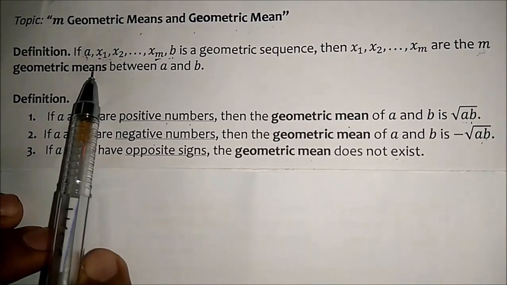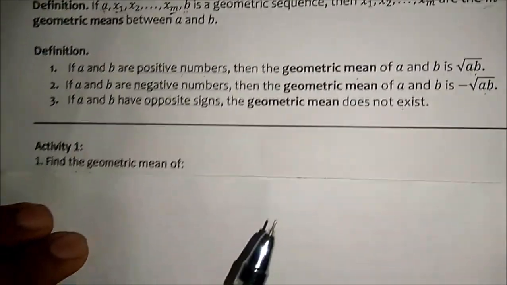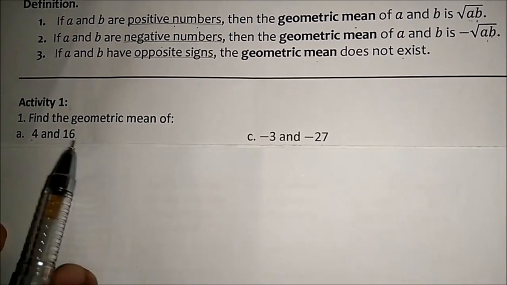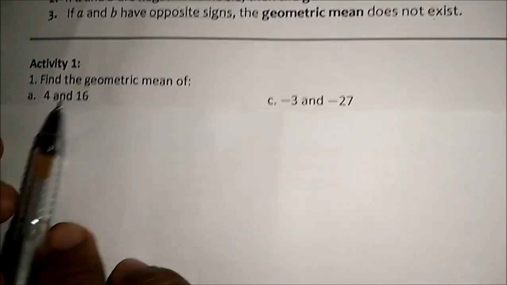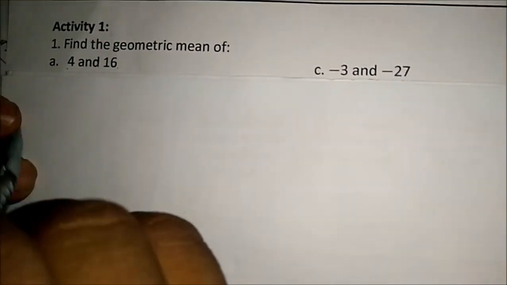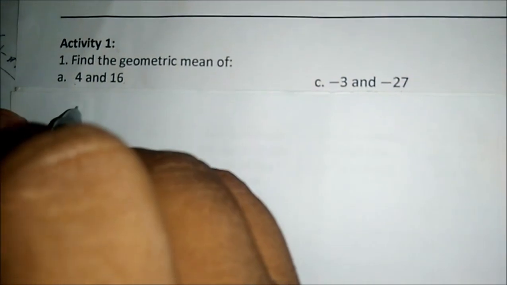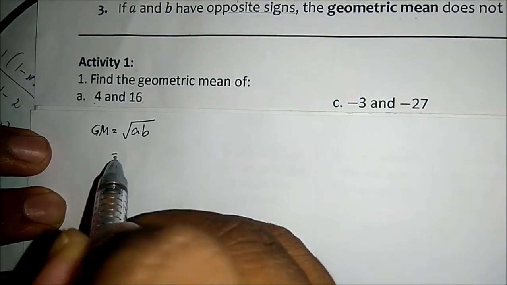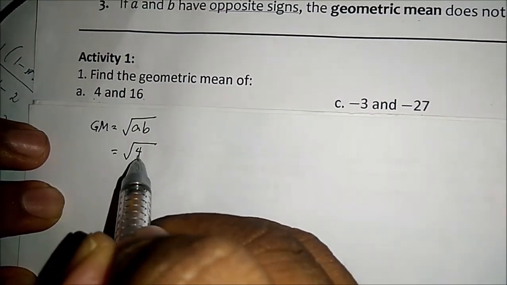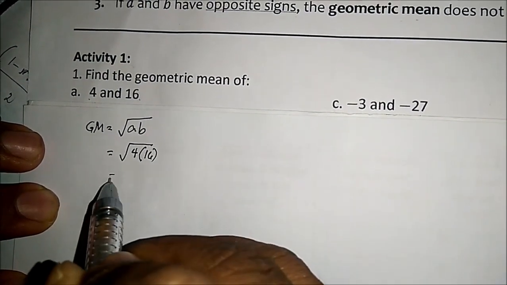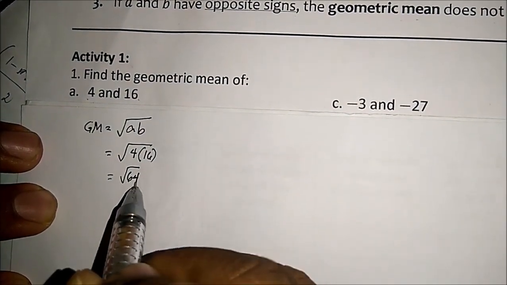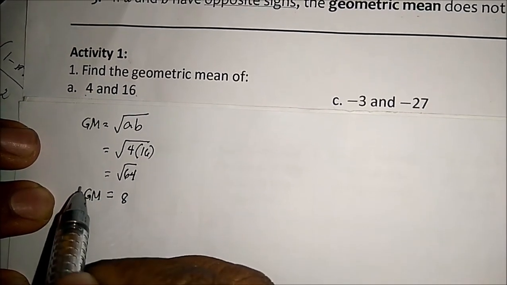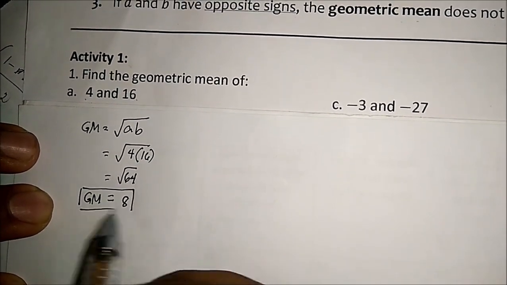Later on, we'll have geometric means. So let us have geometric mean. Find the geometric mean of 4 and 16. So in letter A, 4 and 16 are both positive. Take note, if two numbers are both positive, then the geometric mean should also be positive. So the geometric mean is the positive square root of A times B. Just substitute the given. Our A is 4. Our B is 16. So 4 times 16 is 64. So the square root of 64 is 8. Therefore, the geometric mean of 4 and 16 is 8.